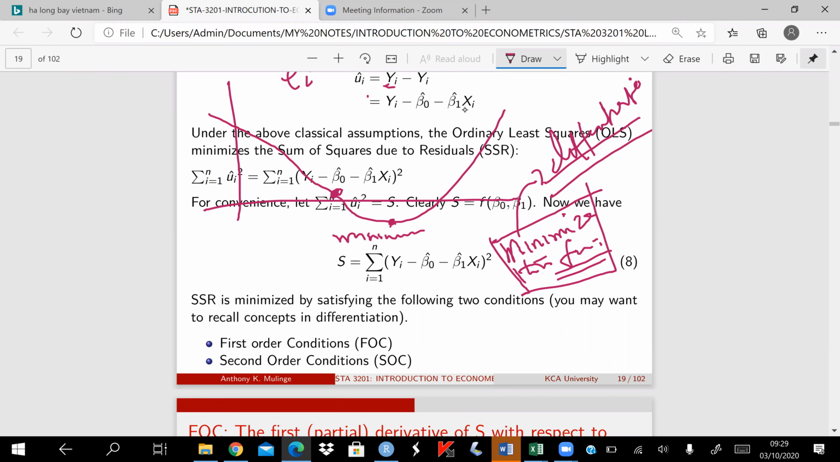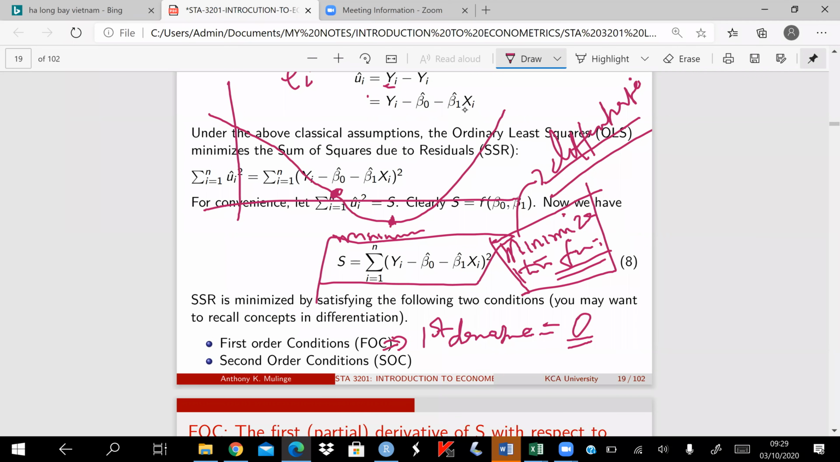And there are two conditions that must be satisfied for any given point on a function to be the minimum point. And generally they are called the first order and the second order condition. So the first order condition means that the first derivative of the given function, if you differentiate this function just once, the first derivative is equal to 0.